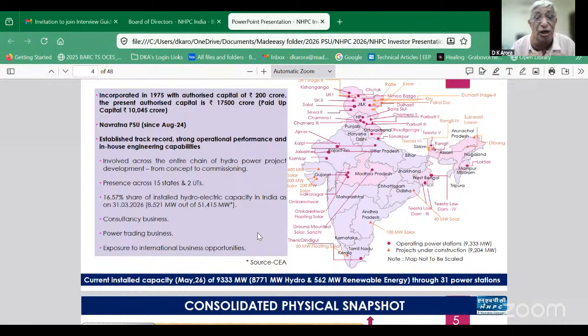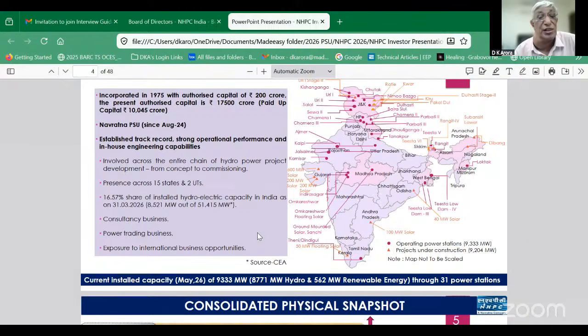It has 16.5% share of the installed hydroelectric power capacity in India as on 31st March. Now, this date is important. Whenever we talk about any date, any data, it is always with reference to a date. As on this date, this was the total installed capacity. The total installed capacity on 31st of March 2026 was 51,415 megawatts, and NHPC had close to 16.5% share, more than 16.5, that is 8,520, right?